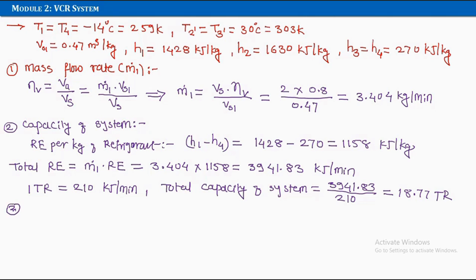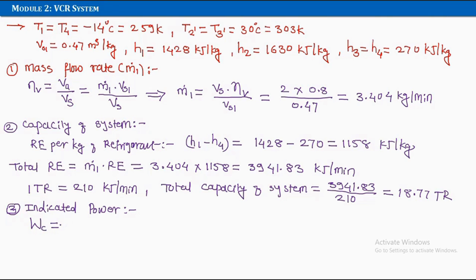Now the next point: indicated power. Indicated power means how much amount of work is consumed by the compressor. I'll note that down as WC.